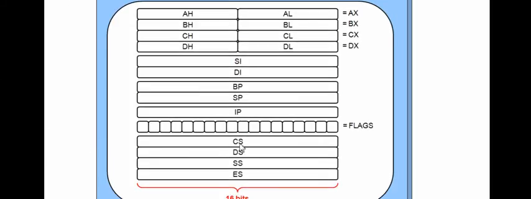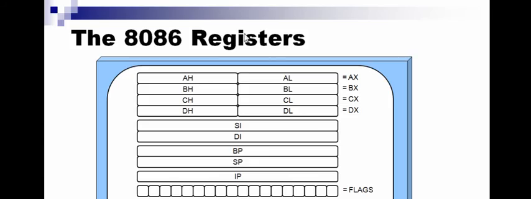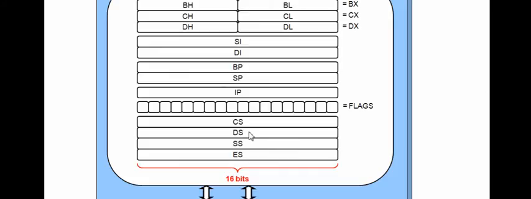Below, you can see we have four segment registers: code segment, data segment, stack segment, and extra segment. These segment registers hold the addresses of the segments, because in the 8086 the memory is segmented. That means in the memory we have four segments: one for code, one for data, one for stack, and one for extra. We have partitioned our memory into four areas to store the code, the data, the stack, or extra, which we use for other purposes.